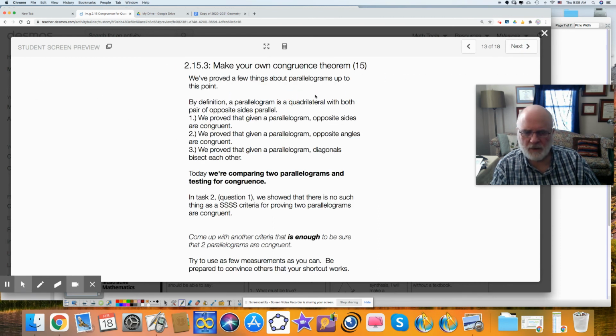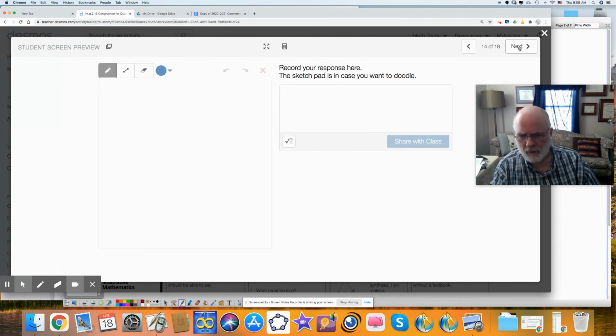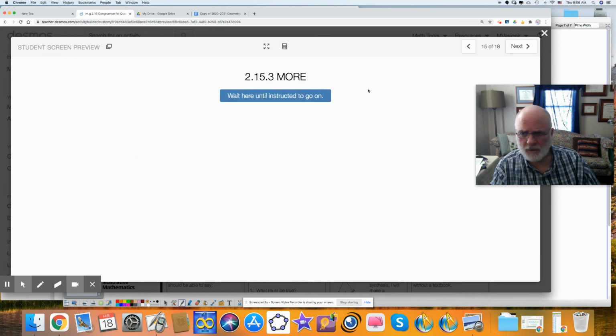In this last part, you come up with your own. Is there a shortcut that you can think of? And if you're stuck, may I suggest you try one pair of opposite sides is both parallel and congruent. Is that little bit of information enough to prove that the two parallelograms are congruent? You can sketch your thing here. We did not do them more today. If you want to, you can.